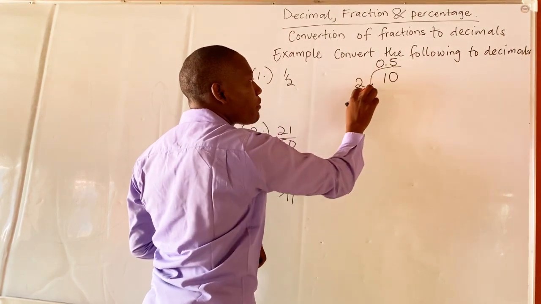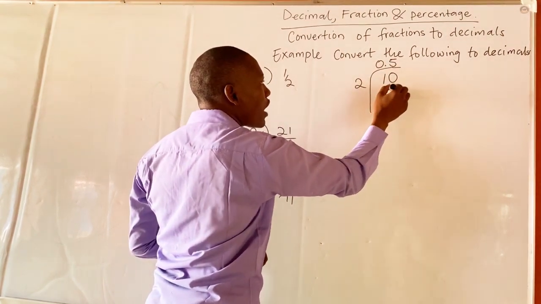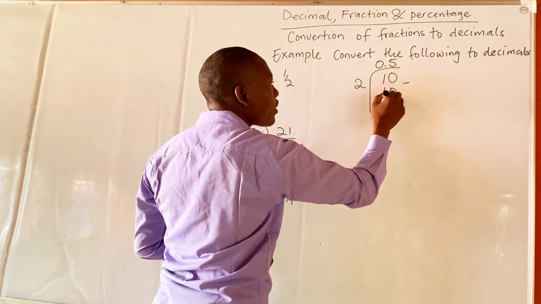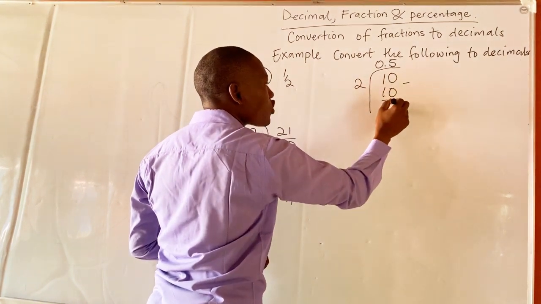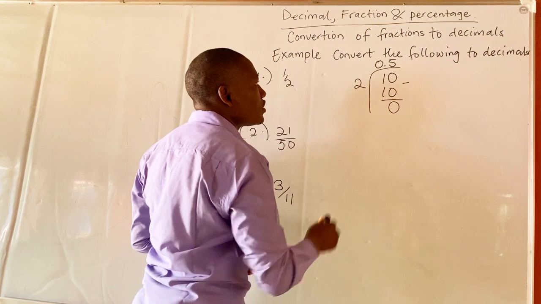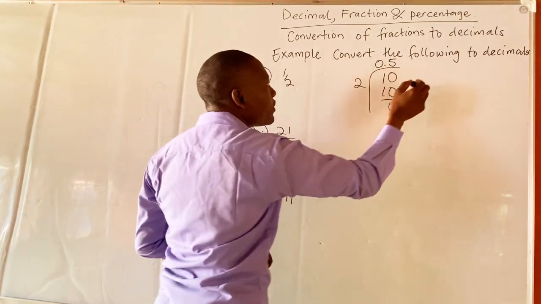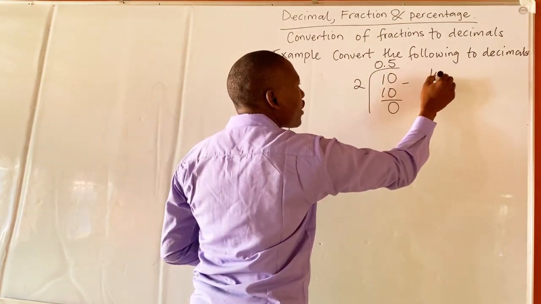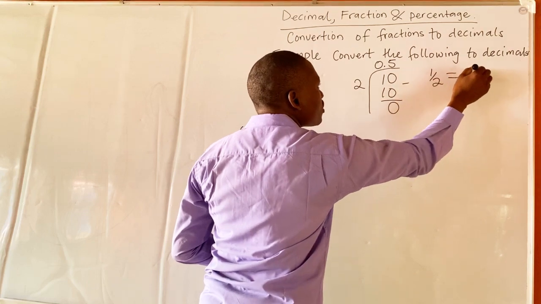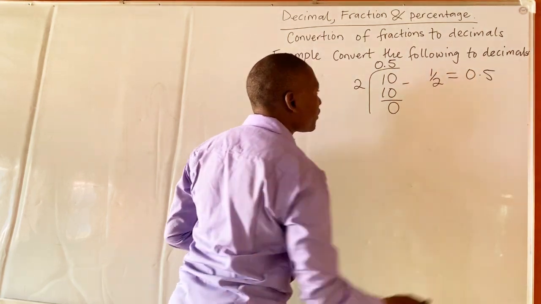Now, 5 multiplied by 2 is 10. We put 10 here. Now, we subtract. 10 minus 10 is 0. This is our answer. It means 1/2 is equal to 0.5.